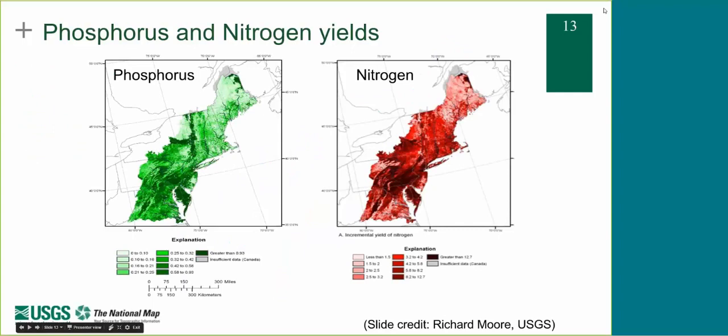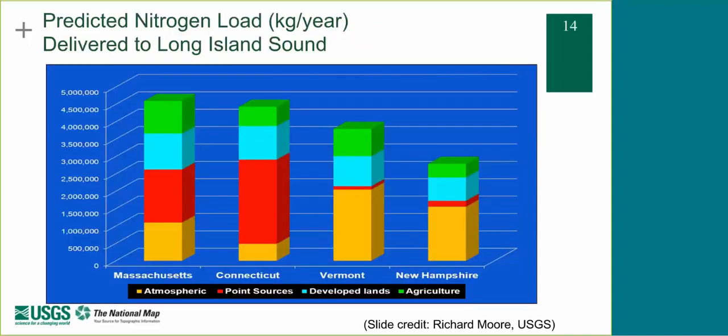So this is just some of the results of Sparrow modeling in the Northeast, and it shows where phosphorus and nitrogen are coming from on the landscape. Next slide, please. And you can also use the Sparrow model to see what type of sources are contributing in different areas. So this is showing atmospheric point sources, developed lands, and agriculture by state for the Connecticut River Basin as it is delivered to the Long Island Sound. So it's a very useful way of modeling water quality. Next slide, please.